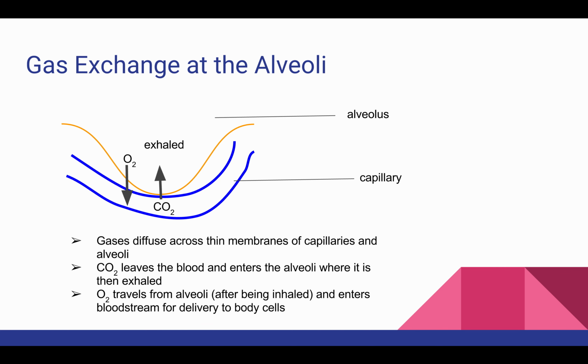So remember, the thin membranes allow easy diffusion. We have to get rid of that CO2 because it will be toxic if it builds up in our blood. It'll form that carbonic acid that is very dangerous to our pH levels and to all the reactions that are happening in our body. And then after oxygen is delivered to the capillaries, it's going to go back to the heart and it's going to be pumped to all the cells in the body so that those cells can use the oxygen to carry out cell respiration.